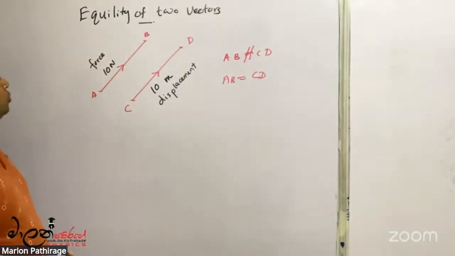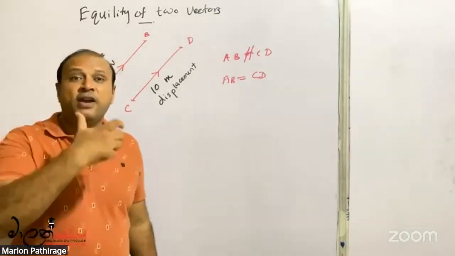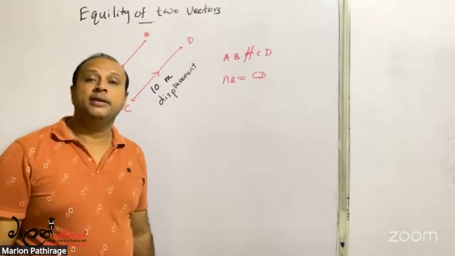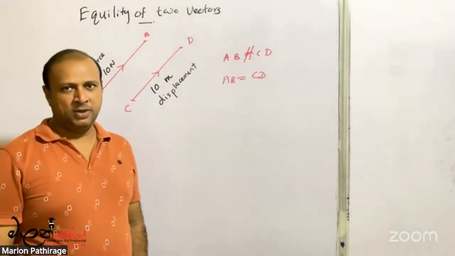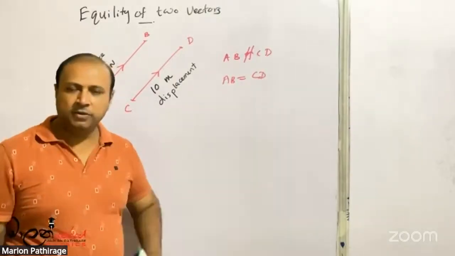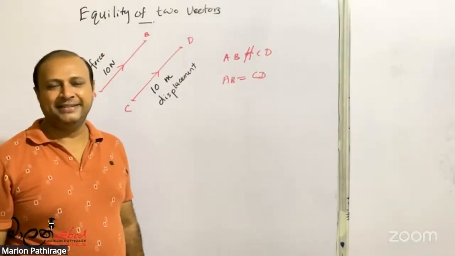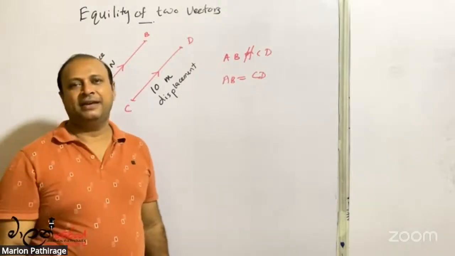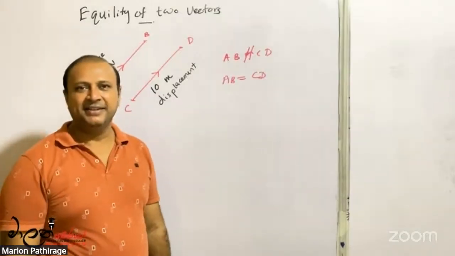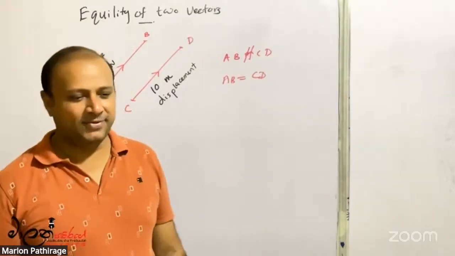Therefore, to equate two vectors, there should be three mandatory requirements to be fulfilled. One is magnitude, that is obvious. The other is direction, that was obvious. The third one is homogeneity. That means both vector quantities should represent the same physical quantity. Otherwise, we cannot say they are equal.